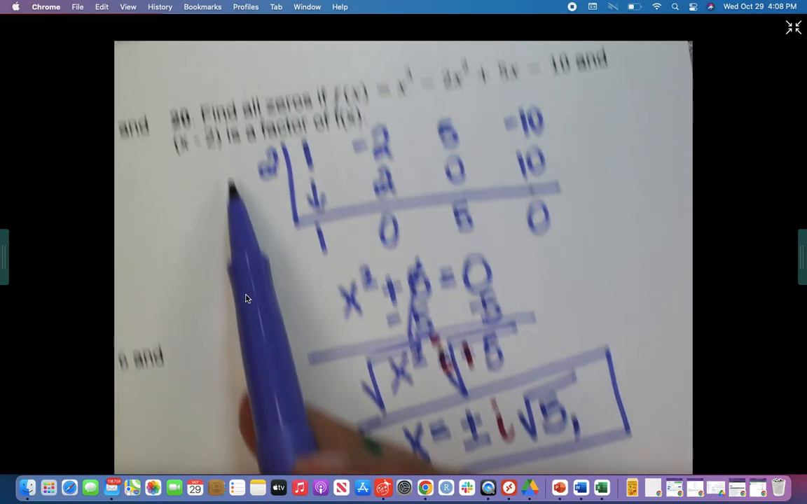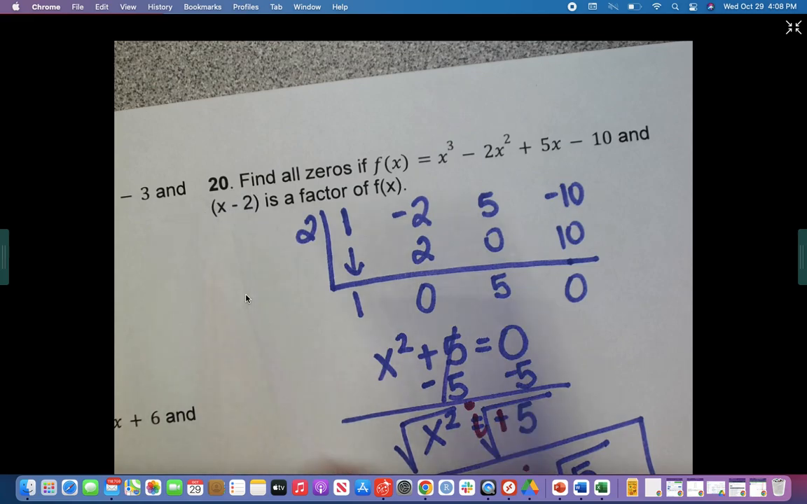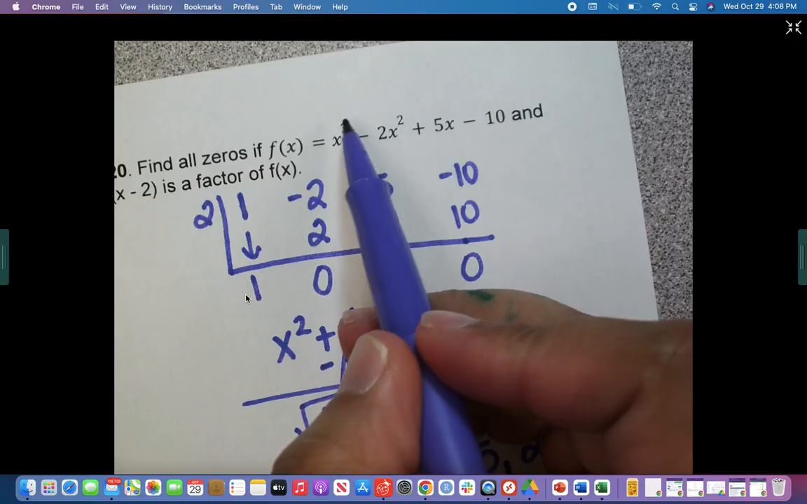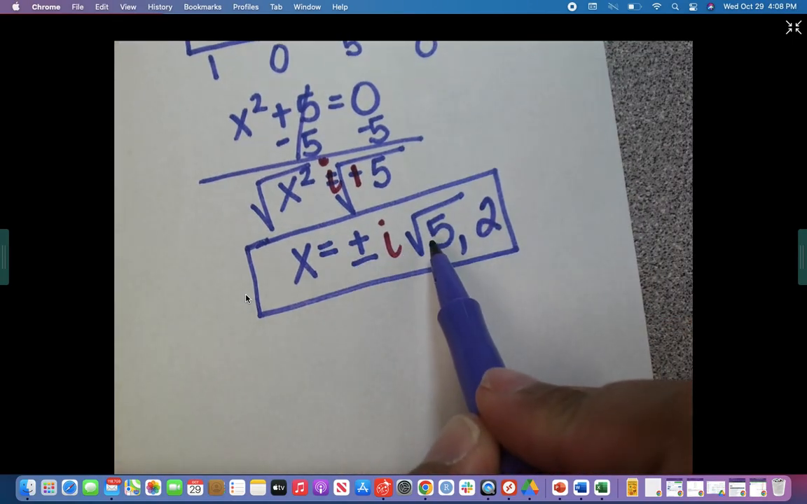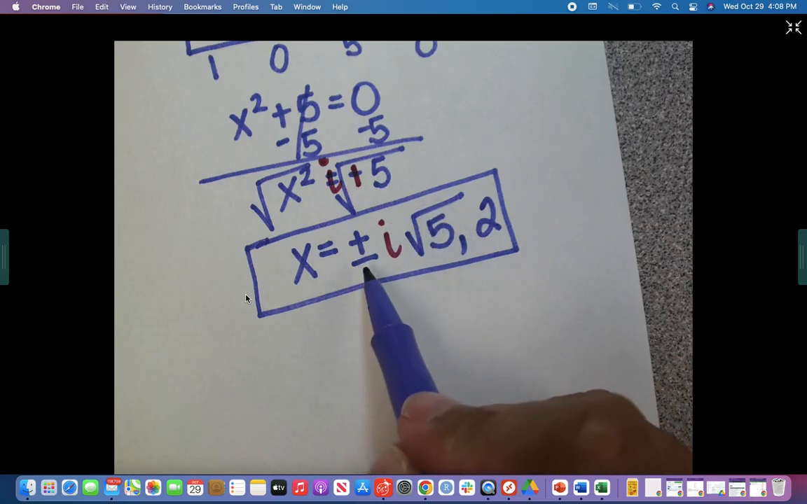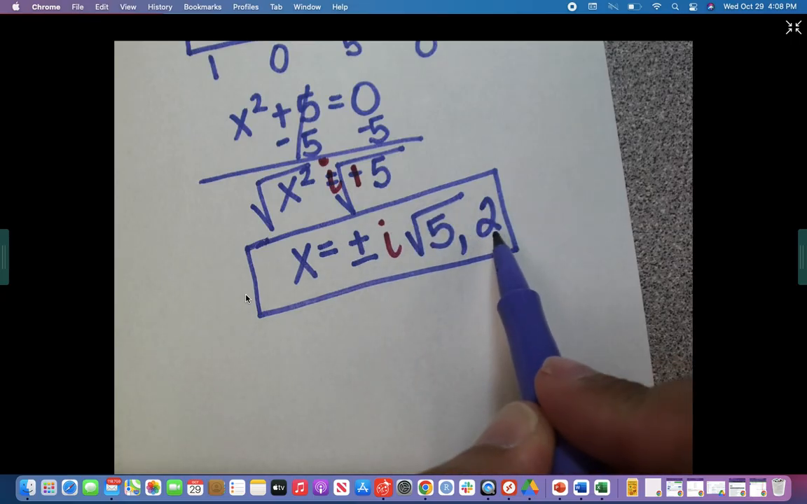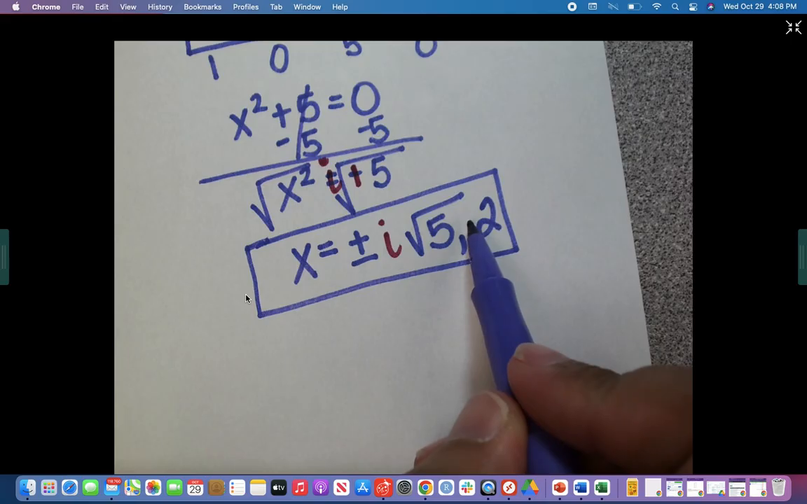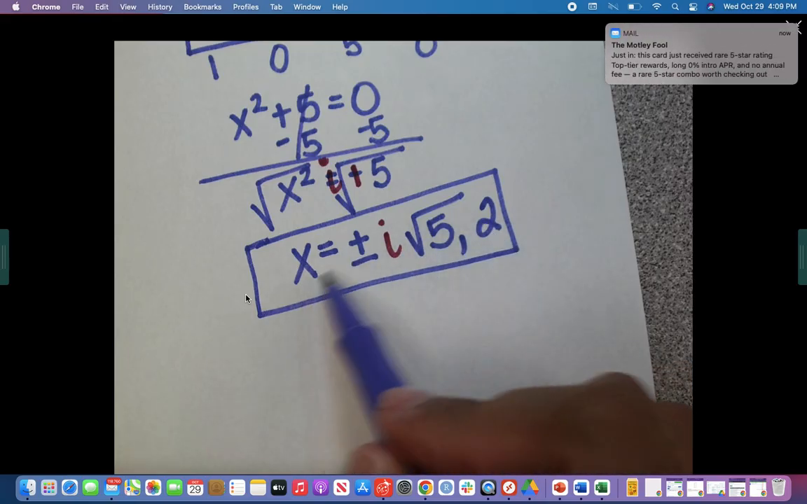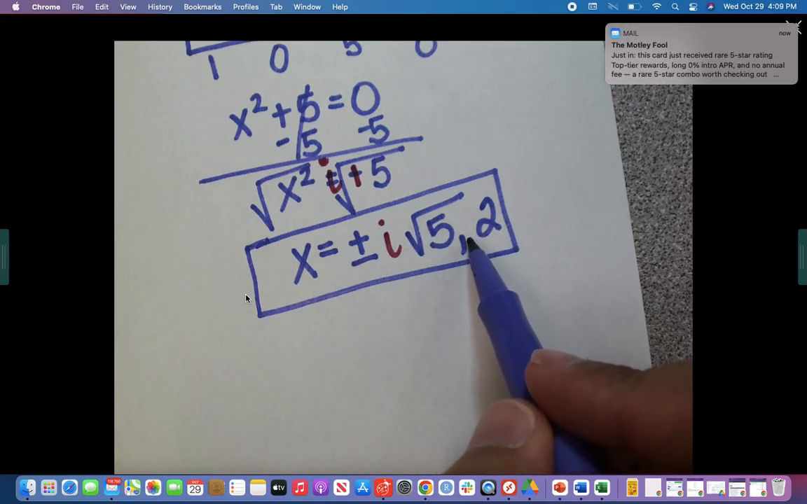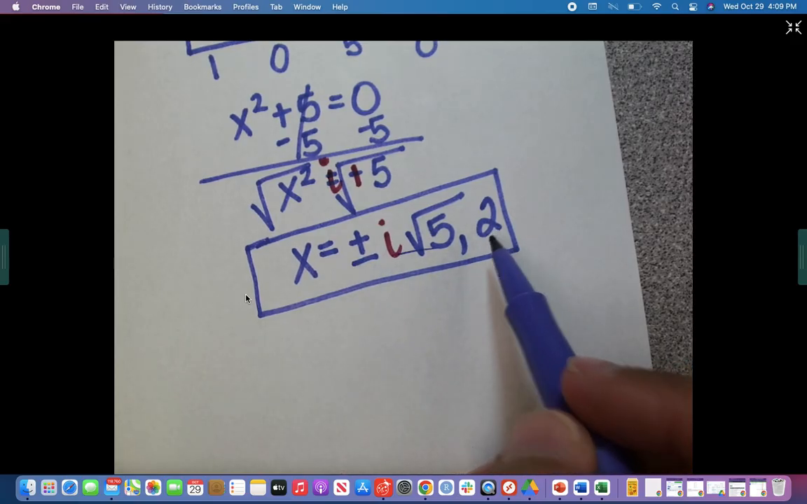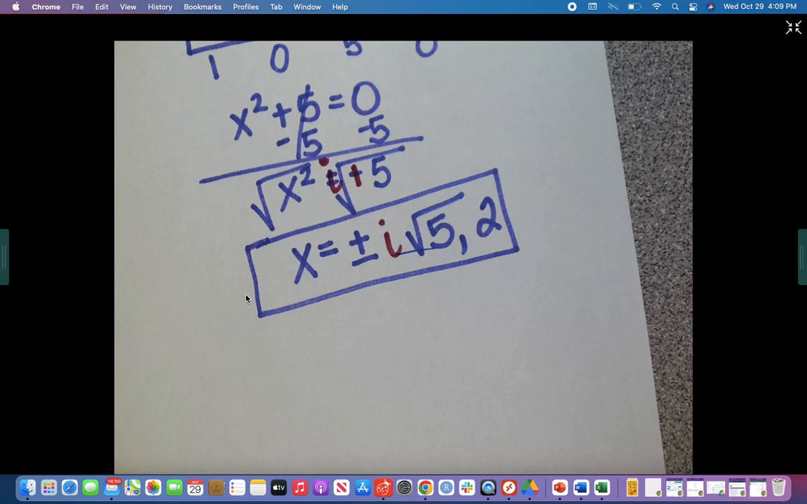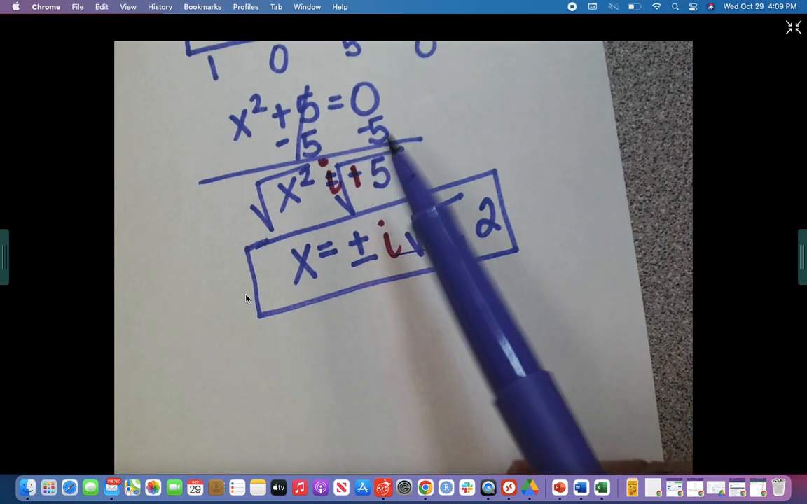Final answer is all of them. So the first one that they gave us, which is positive 2. Remember, we started with a cubic, so we should have 3 solutions, and we do. So we've got plus or minus i root 5, so that's 2 solutions because we've got the positive and the negative, and then the real solution, which was 2. So this right here would be your final answer with all 3 solutions. So you would list all 3 solutions, or if it was multiple choice, you would pick the one that has all 3. For this one, I need you to write down the method that we used to solve the quadratic that was left.